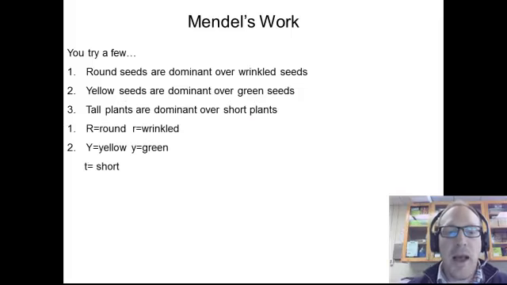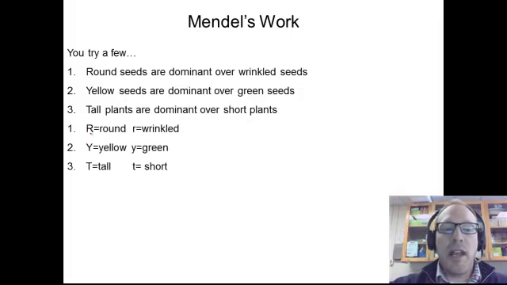All right. Now, hopefully you're back and you figured out that you should use capital R for round, lowercase r for wrinkled. Again, not W. Capital Y for yellow, lowercase y for green, not G. Capital T for tall, lowercase t for short. This is how we use allele symbols when we're going to use our Punnett squares to figure out what can potentially happen. Another couple things to consider here.